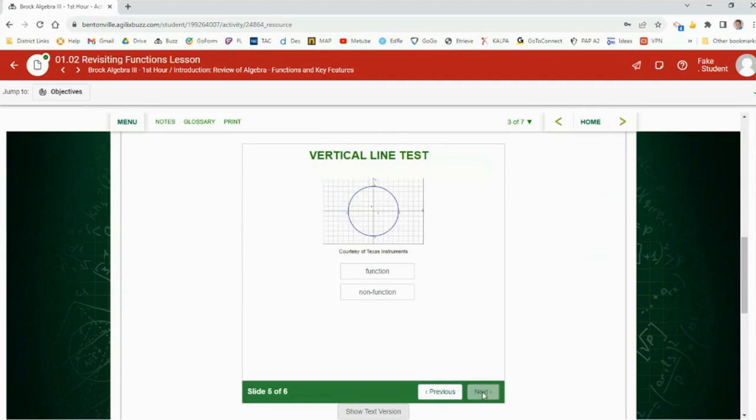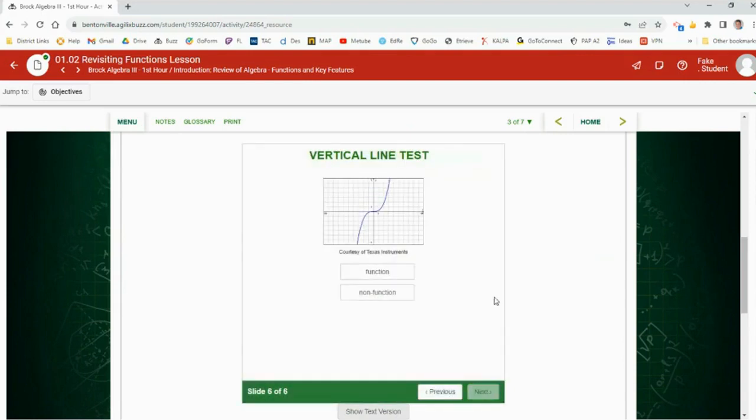Great job. How about a circle? Is a circle a function? No, of course not. It'll touch in many places. It touched 2 places. It decided to only touch one place. There's only 2 places you can do that. Not a function.